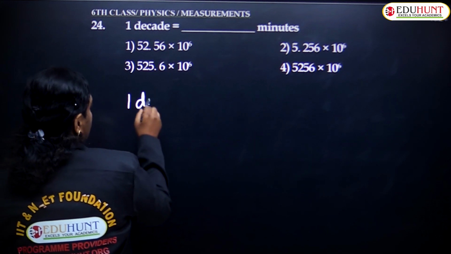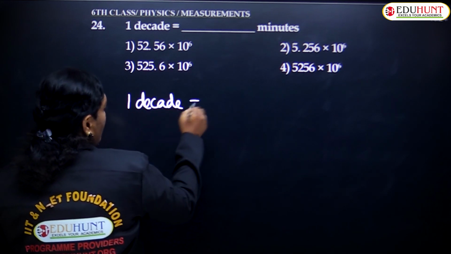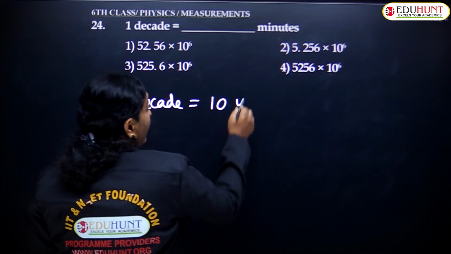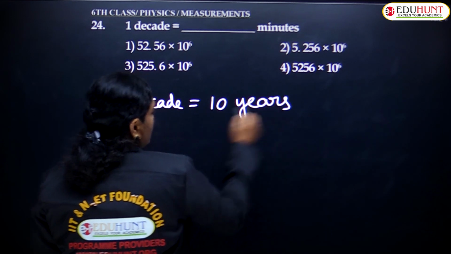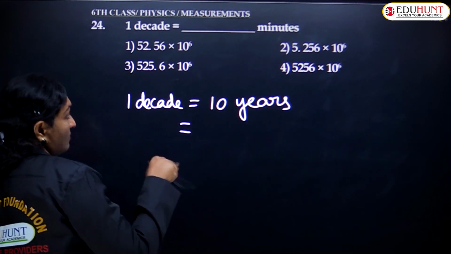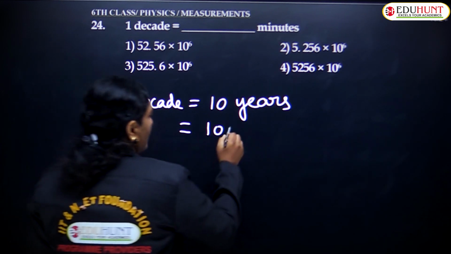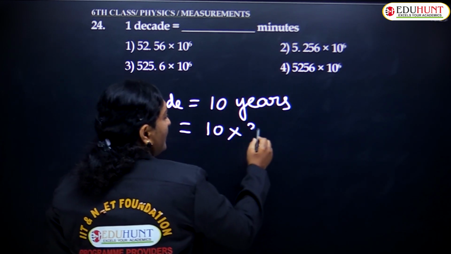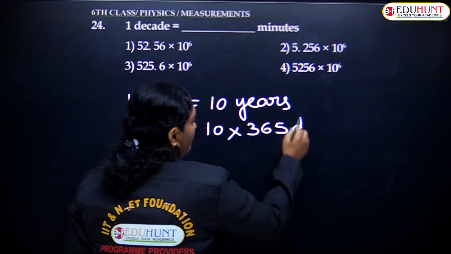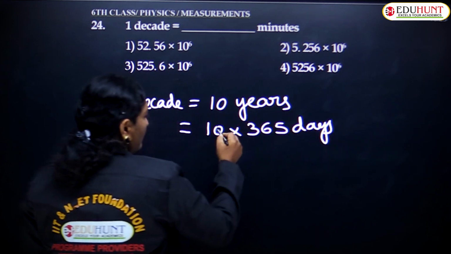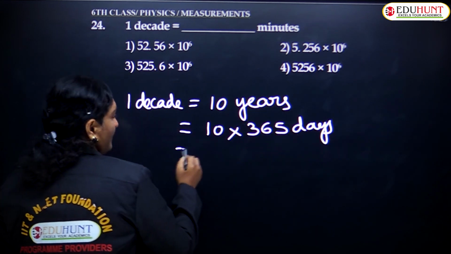So 1 decade consists of how many years, children? 1 decade has 10 years. Now we need to convert it into minutes. Before converting it into minutes, we need to convert into days. 1 year, how many days? 365 days. 10 I keep as it is, years 365 days.